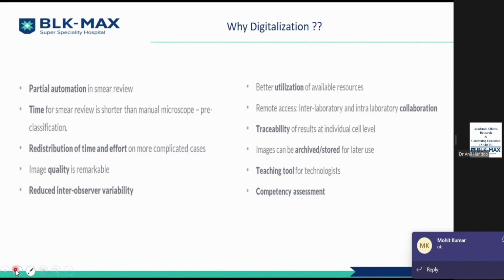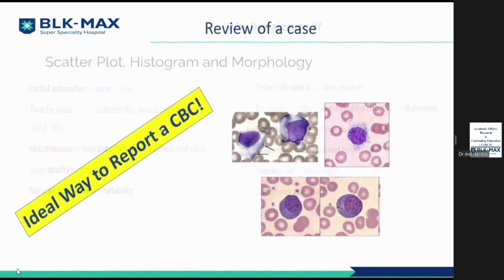And if you have the right pre-analytical part of it on the digitization, your image quality will be very remarkable. And obviously, there will be reduced inter-observer variability. And of course, you can also use it for many other things like better utilization of resources. There can be traceability. You can archive the images. And of course, we can have it as a teaching tool and competency assessment, which is so important today when we are talking about accreditation purposes.